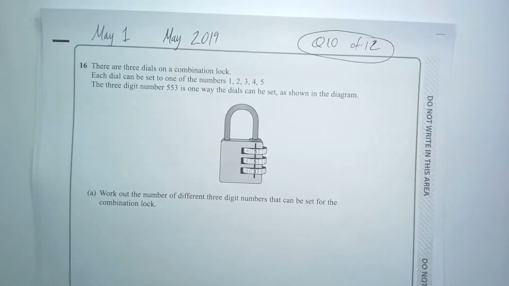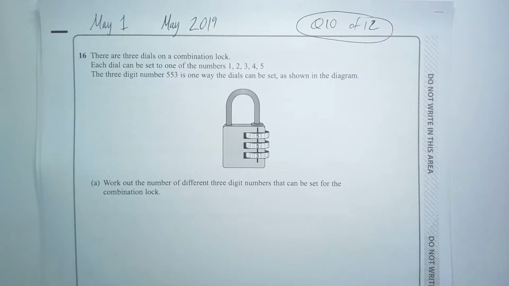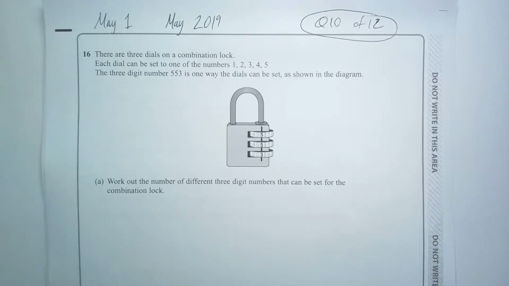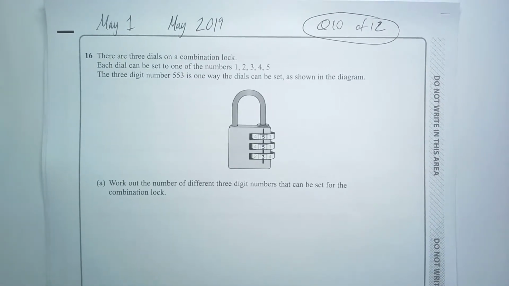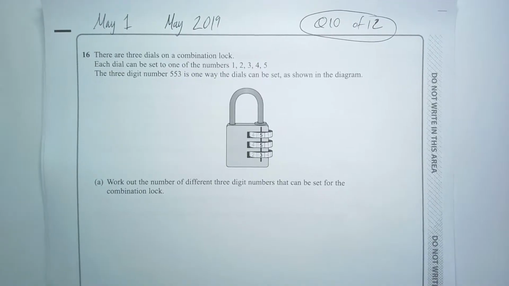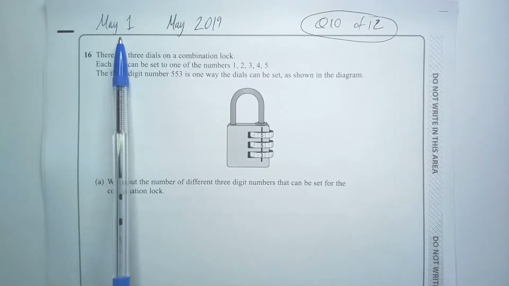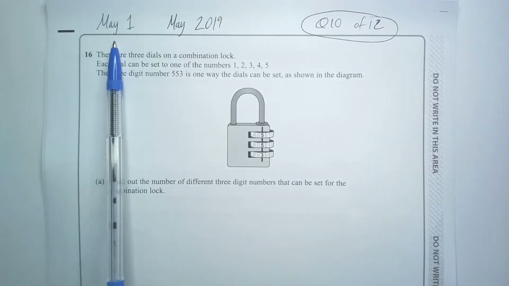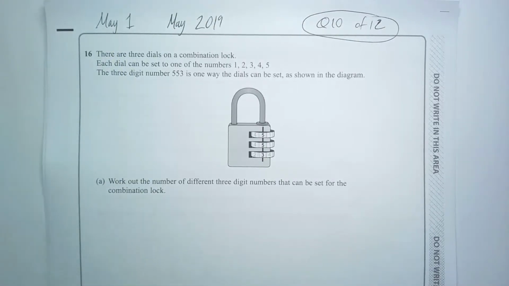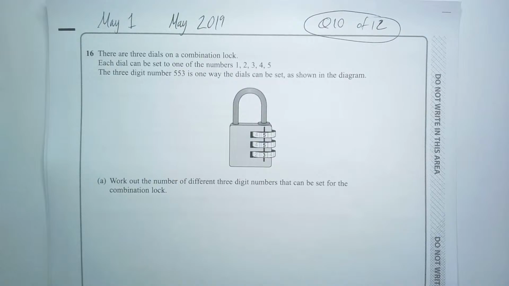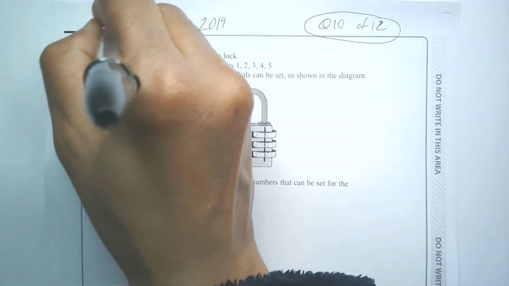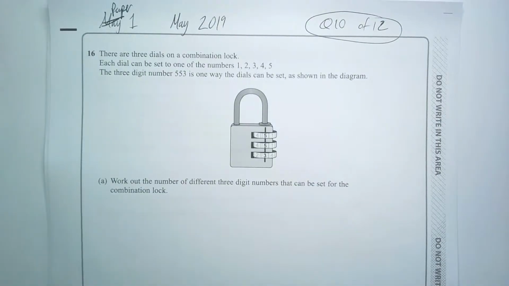Question 10 of 12. So we're getting to the end of our lesson on the product rule for counting. Press pause, have a go, and when you're ready, press play for the answer. This is paper 1, and this is from May 2019.